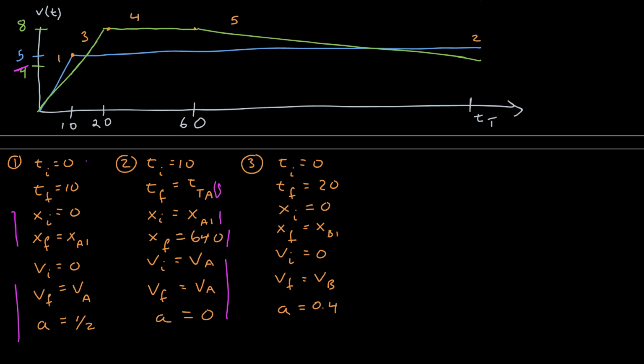Now the third stage, which is the first stage for car B, has some initial time, some final time I know, and an initial position. I don't know the position it ended up, and starting from scratch, I don't know what its final velocity is, I just know its acceleration.